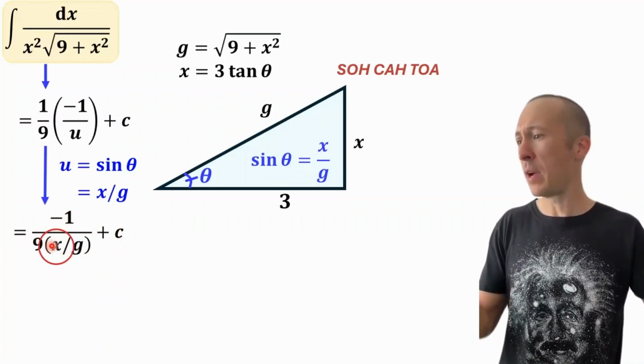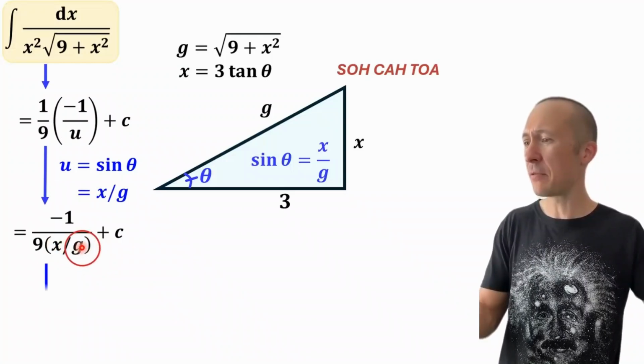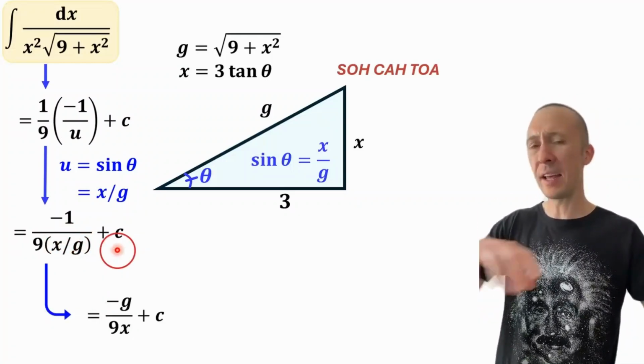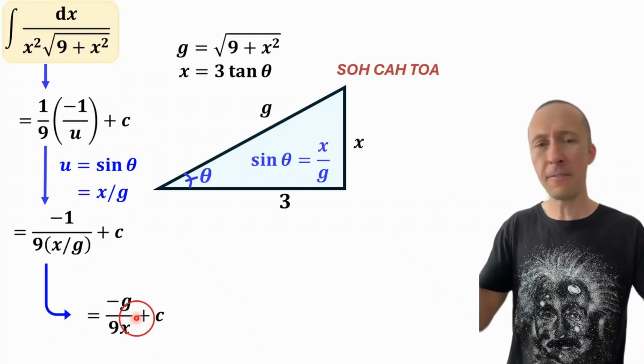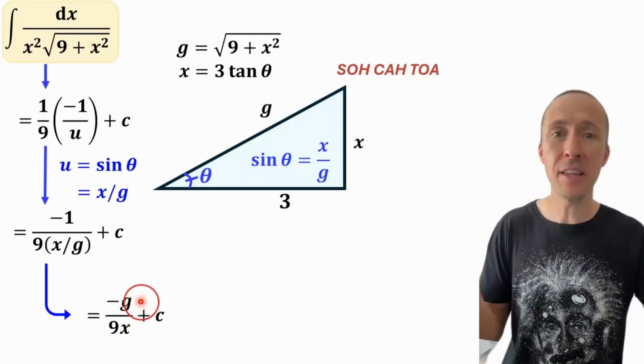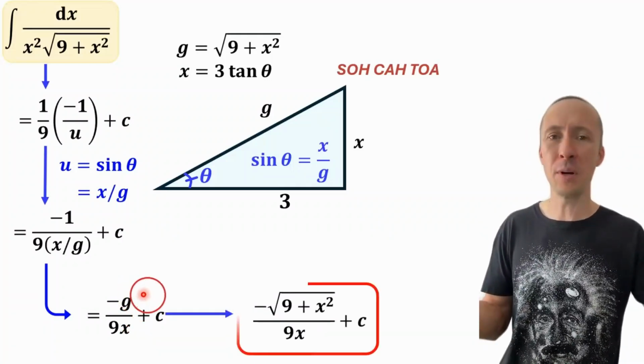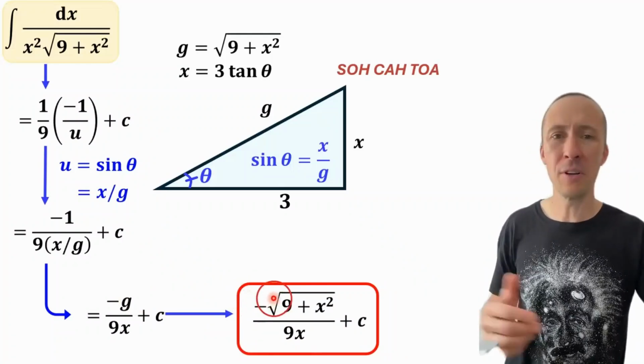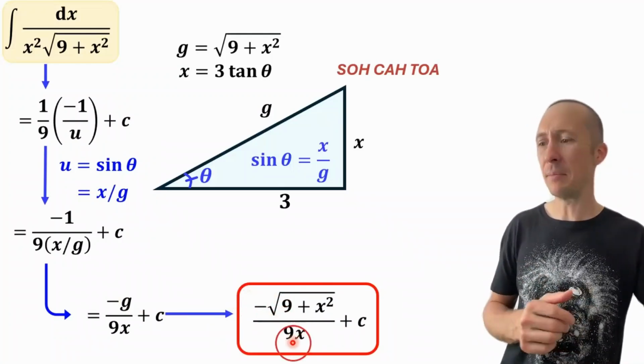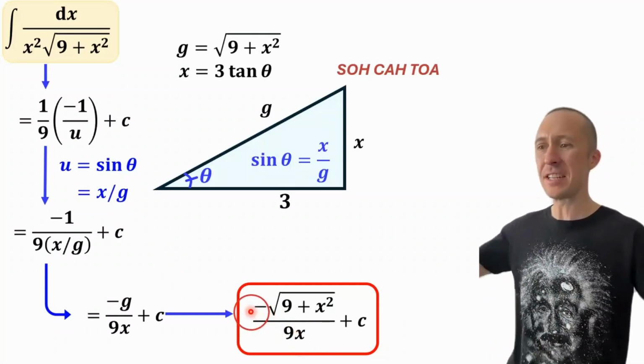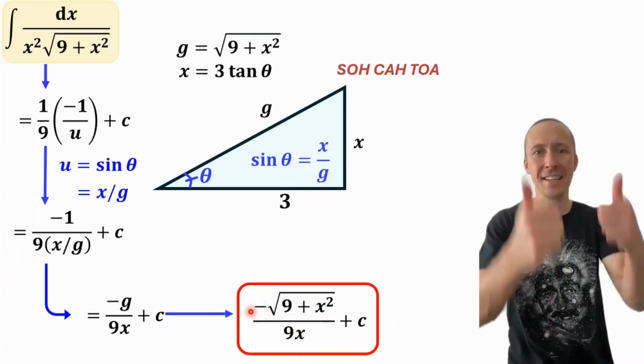And we have this fraction inside a fraction, this compound fraction, so we can keep, change, flip it again. And then for our final answer, we want to write everything in terms of x. So we'll substitute what g is: negative square root of 9 plus x squared over 9x, plus our integration constant. And we're done. Next integral, please.